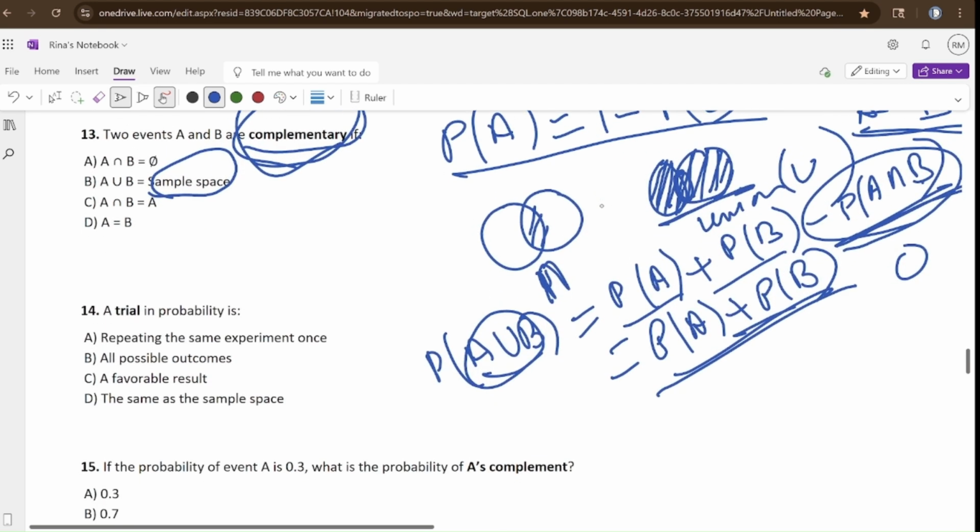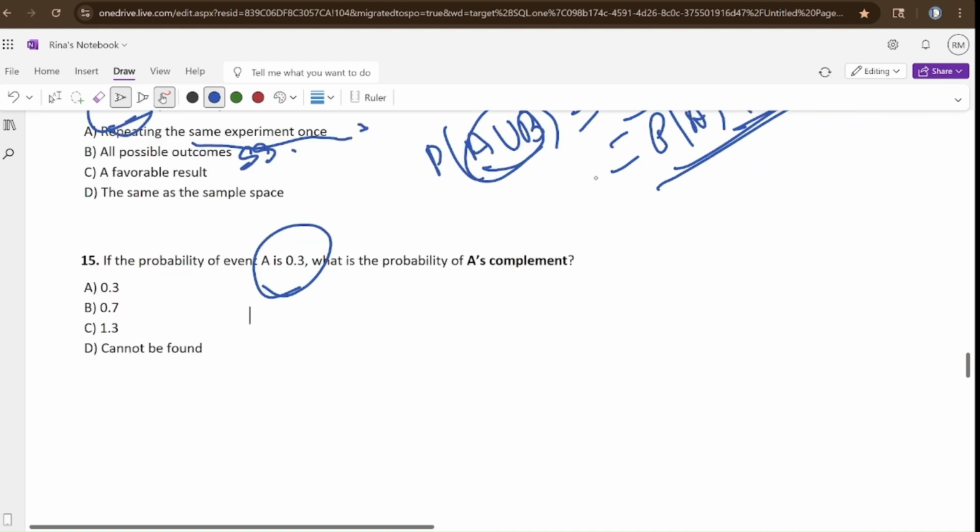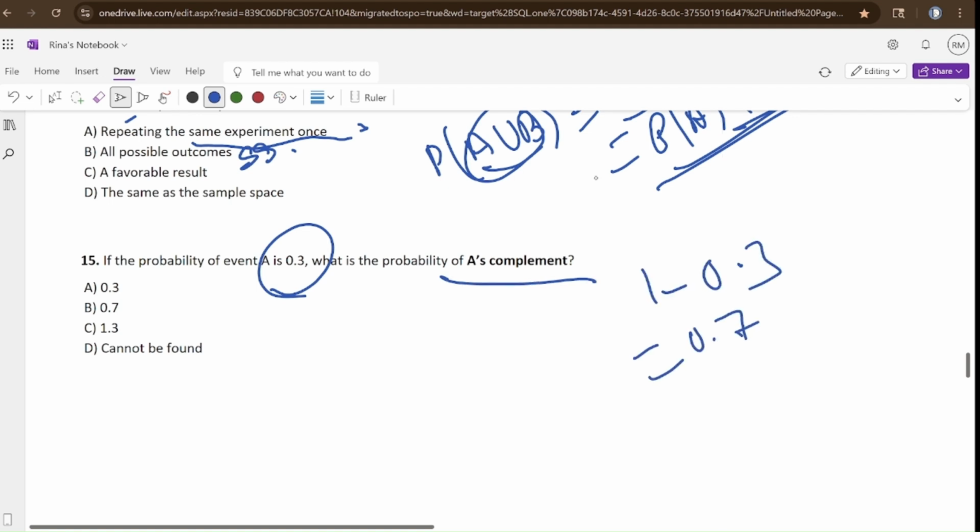Fine. Next question. A trial in probability is repeating the same experiment once. All possible outcomes is the sample space. A favorable result, the same as a sample space. What will be the answer here? Repeating the same experiment once. If the probability of an event A is 0.3, then what is the complement? I just said 1 minus 0.3, that is 0.7.